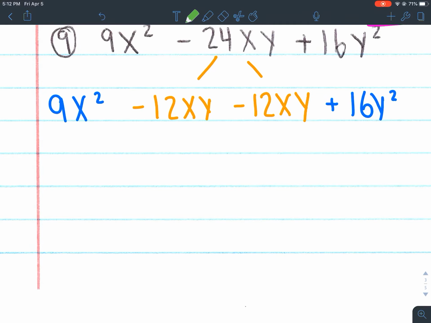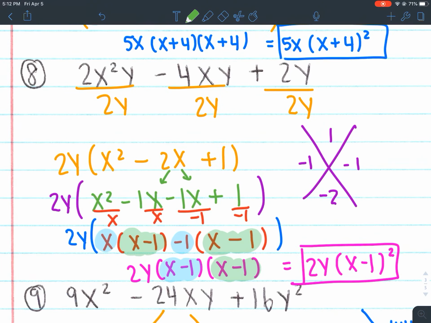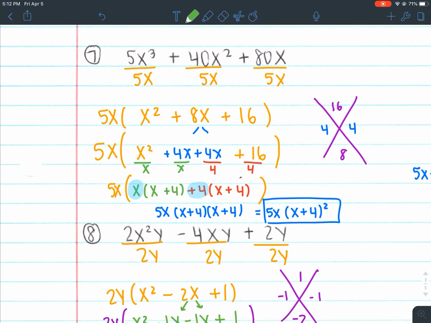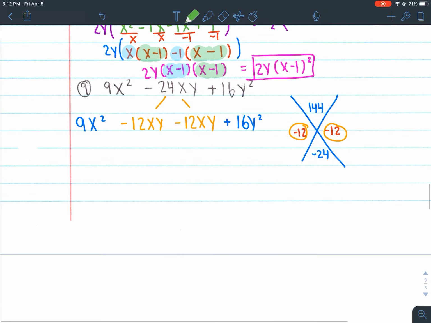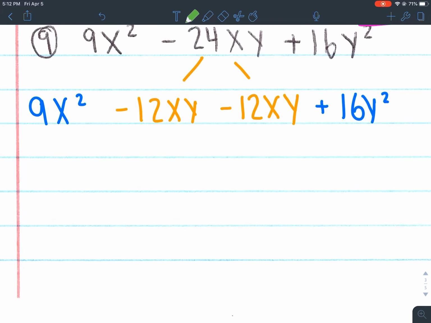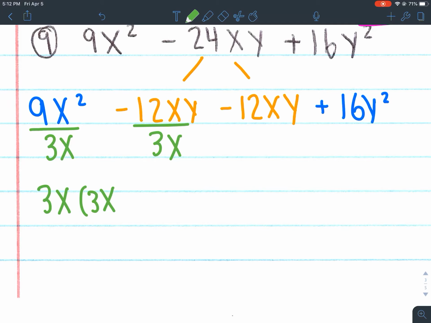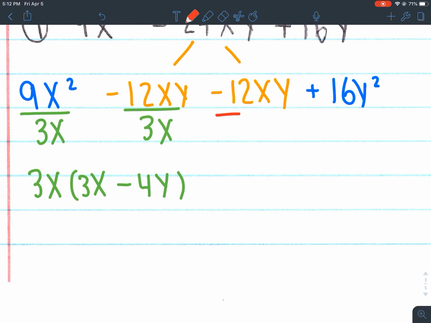I'm going to factor out a GCF here by grouping. Now, at the beginning, I didn't have a GCF, right? So for this one, I had 2y. For this one, I had 5x. So that had to stay along with me the entire time. But I don't have one here, which is nice, so you don't need to worry about that. GCF here is 3x. So I have 3x, and then I have 3x minus 4y. Okay, that's what I have left over.